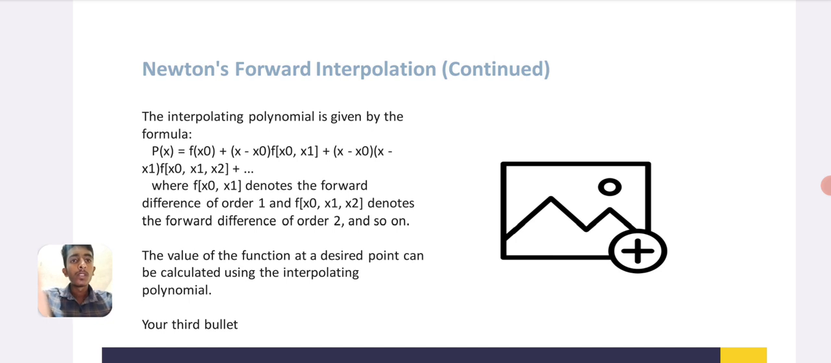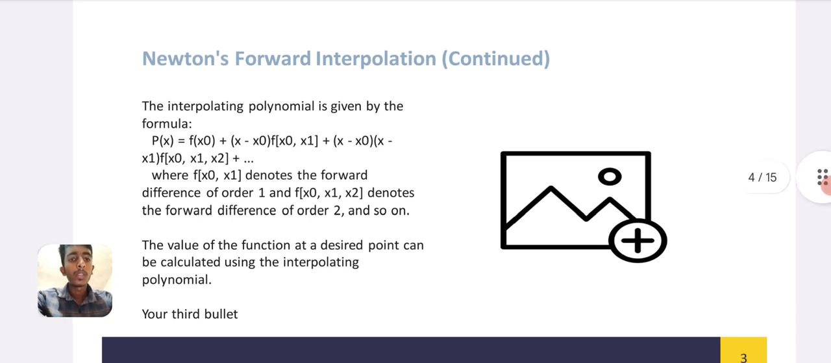Newton's forward interpolation. The Newton interpolating polynomial is given by the formula p(x) = f(x0) + (x - x0) f[x0, x1] + (x - x0)(x - x1) f[x0, x1, x2] + and so on, where f[x0, x1] denotes the forward difference of order 1 and f[x0, x1, x2] denotes the forward difference of order 2 and so on. The values of the function at a desired point can be calculated using the interpolating polynomial.